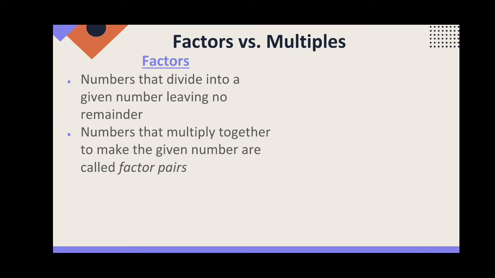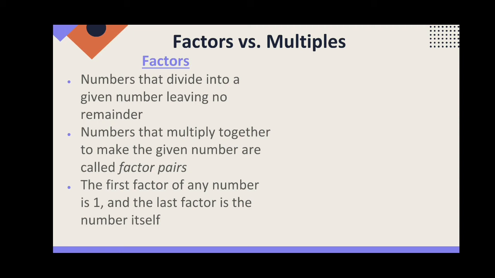Numbers that multiply together to make the given number are called factor pairs. So for example, the given number is 10. We all know that 2 times 5 equals 10. Therefore, 2 and 5 are factor pairs.